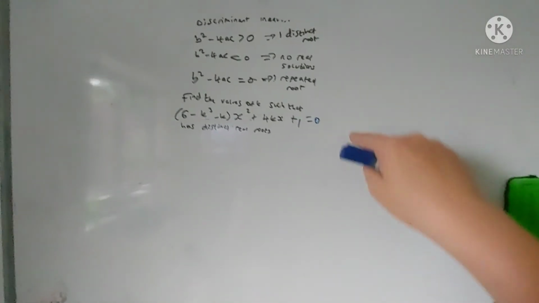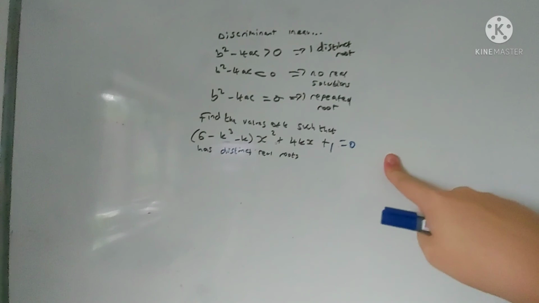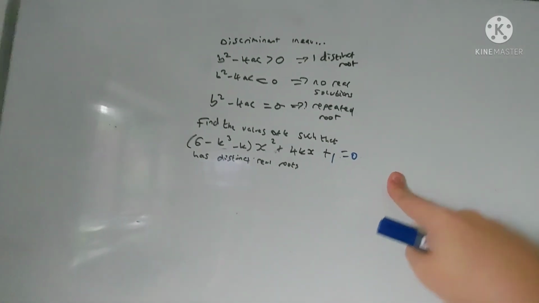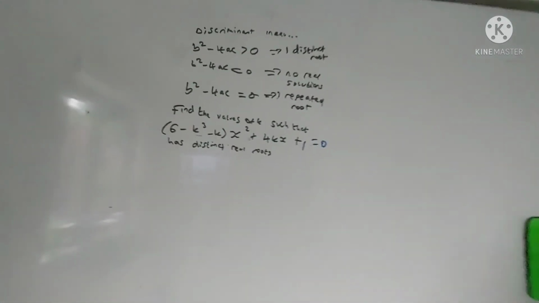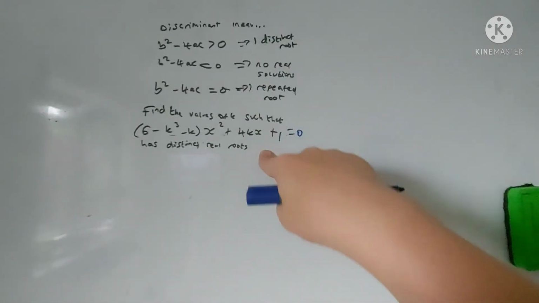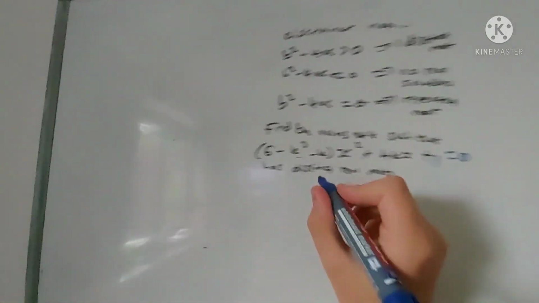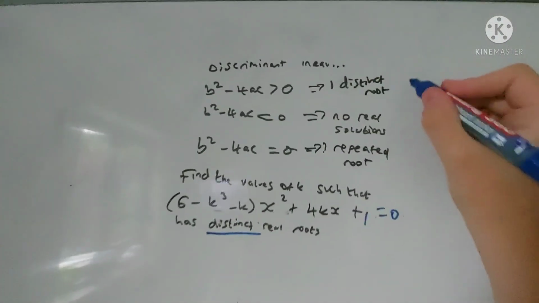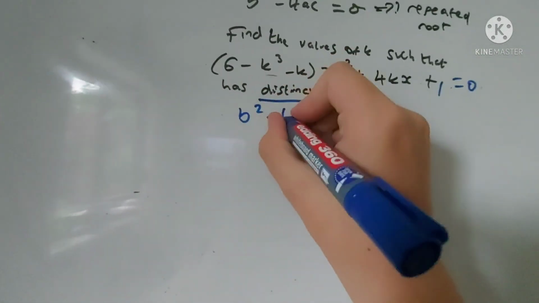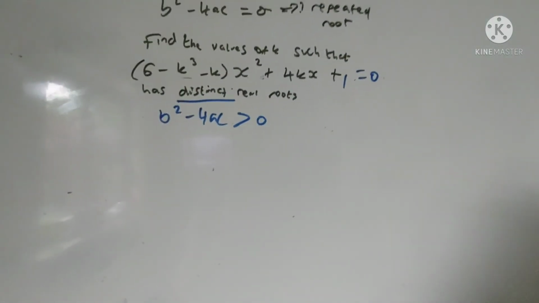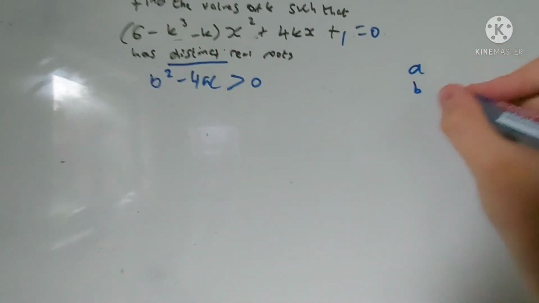Alright then. So we have this example: find the values of k such that (6 minus k cubed minus k) x squared plus 4kx plus 1 equals 0 has distinct real roots. So if it has distinct real roots, then I want to say that b squared minus 4ac is greater than 0. To do that, I need to find the coefficients a, b, c.